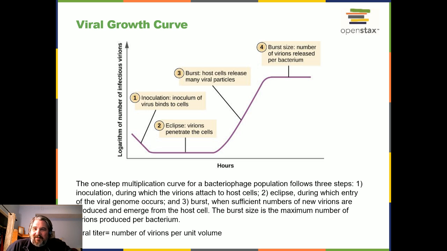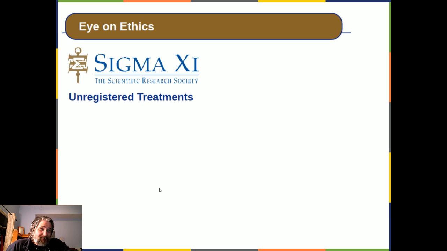So let's look at the Sigma Xi ethics section. So during Ebola, we got the 2014 outbreak. That was 10,179 people died. That was out of nearly 25,000 suspected or confirmed cases. There are no approved treatments or vaccines for Ebola yet.